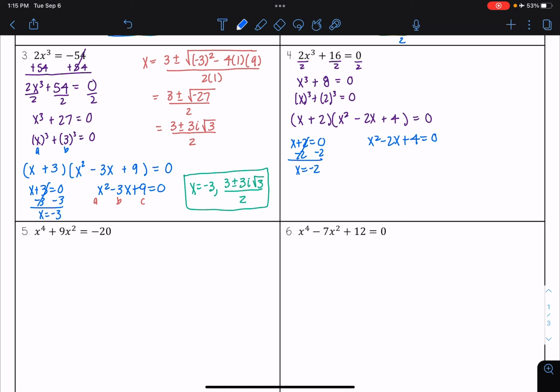And then now I need to use the quadratic formula to solve this next one. So x equals negative b, so 2, plus or minus the square root of b squared, so negative 2 squared, minus 4 times a, which is 1, times c, which is 4, all over 2 times a, which is 1. Negative 2 squared, I get 4. 4 minus 16, I get negative 12. So I have 2 plus or minus the square root of negative 12 over 2.